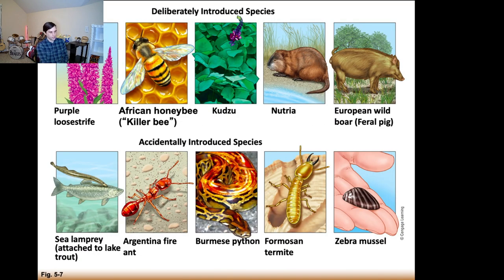So here's a couple of species that are introduced. Some of them are introduced in the sense of we brought them here, and then we have invasive, and invasives are ones that cause harm to the environment for the most part. The honeybee was brought here obviously for honey production. The kudzu plant was brought here. You see this all over the place in the south. It was brought here to control erosion. The nutria was brought here for fur. The European wild boar, or the feral pig, was brought here for meat production for pigs.